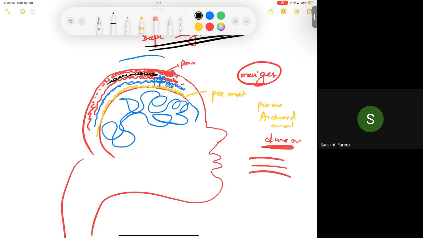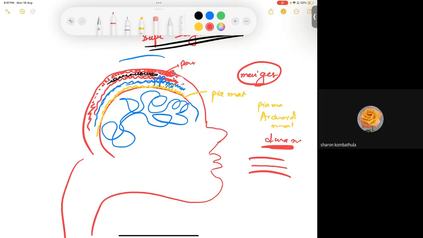Okay, so as the CSF is pushed into the superior sagittal sinus, from the superior sagittal sinus, where is this CSF going to go? Do you guys have any idea? Internal jugular vein. Okay, in the end, it's going to go to the internal jugular vein.